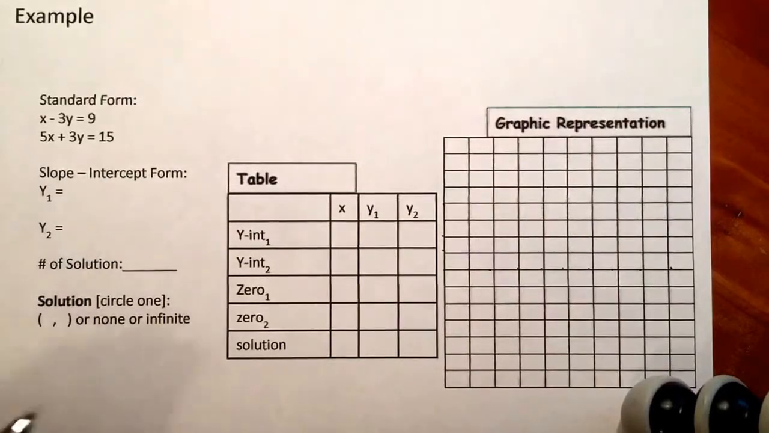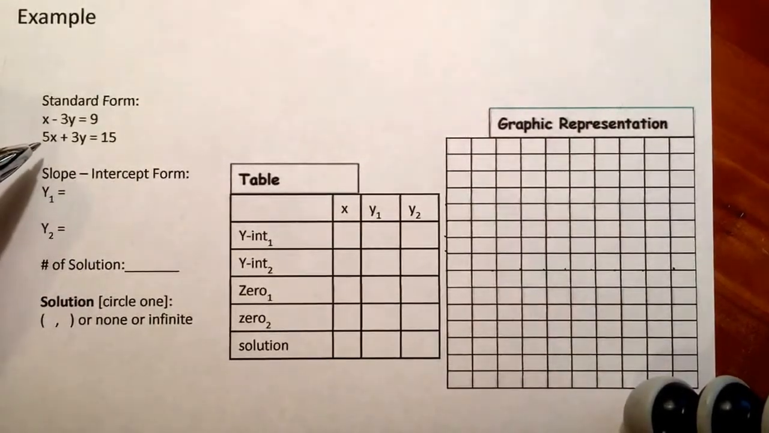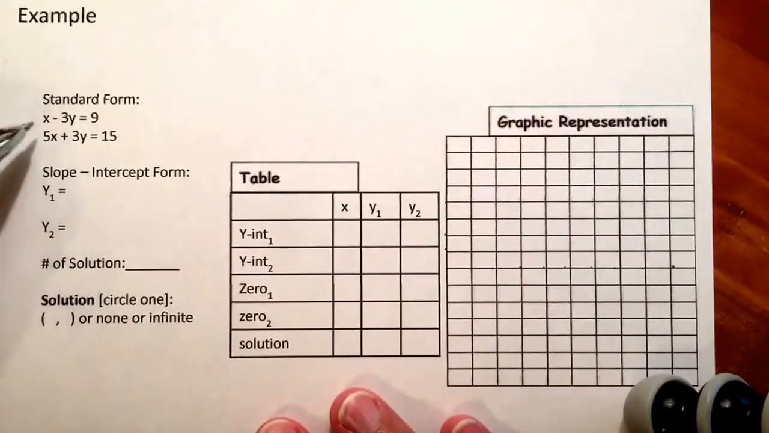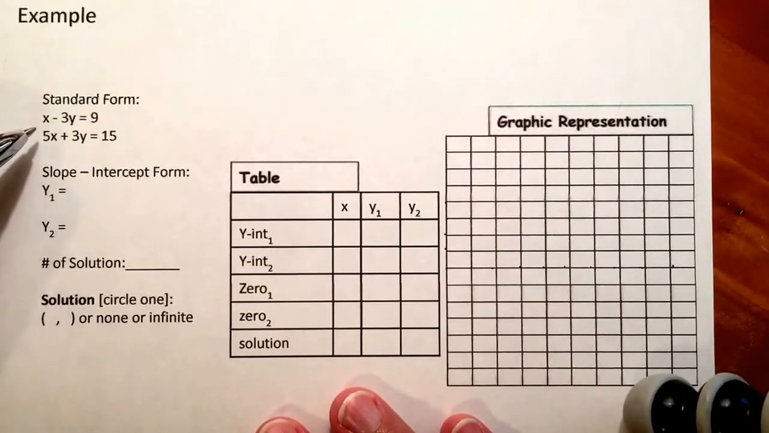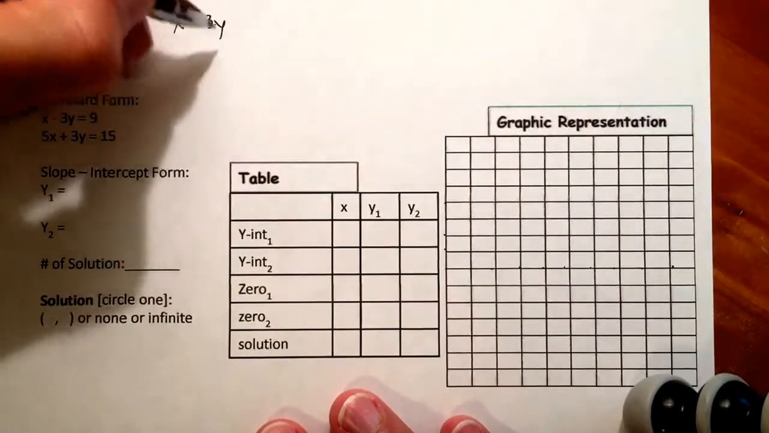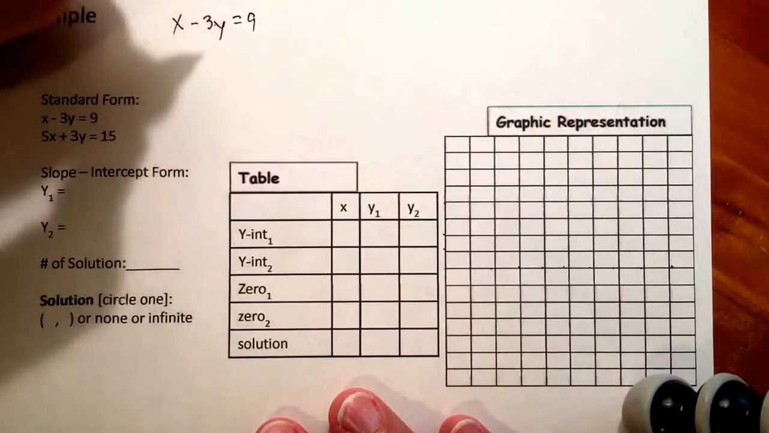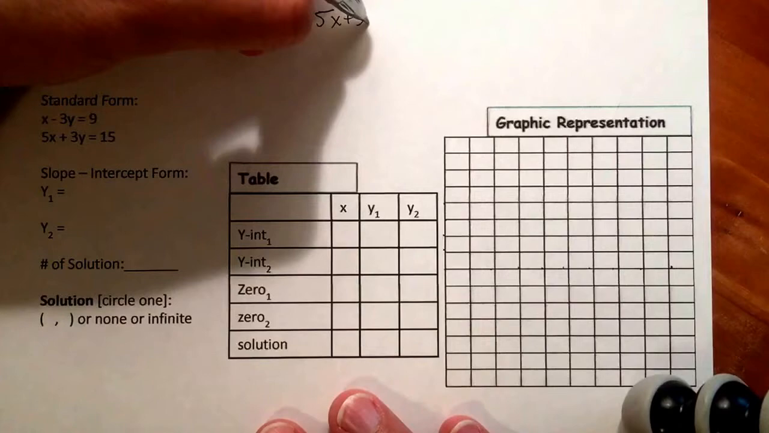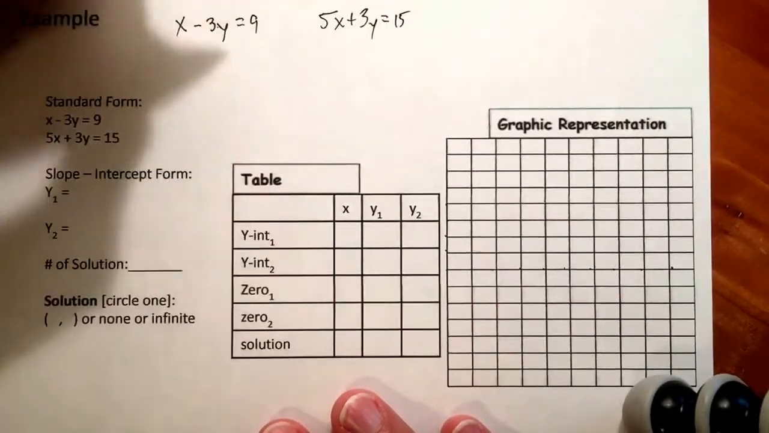So let's work this out really quick. Since this is what you're given in standard form, and what we like to do, and especially what the calculator likes, is slope-intercept form, we need to get this into slope-intercept form. x minus 3y equals 9. And I'll write the other equation here. 5x plus 3y equals 15.